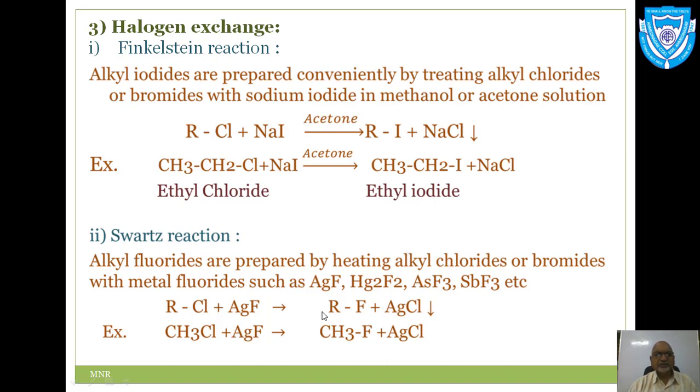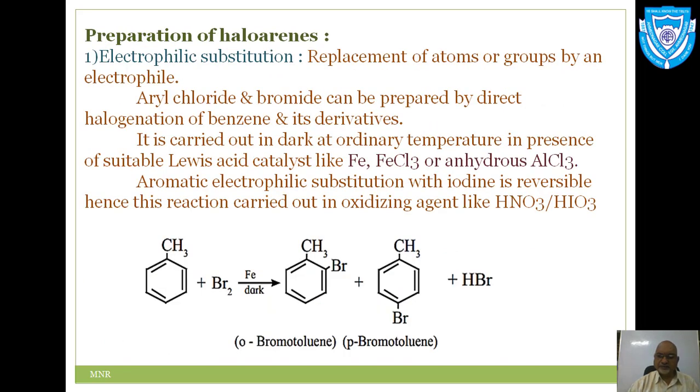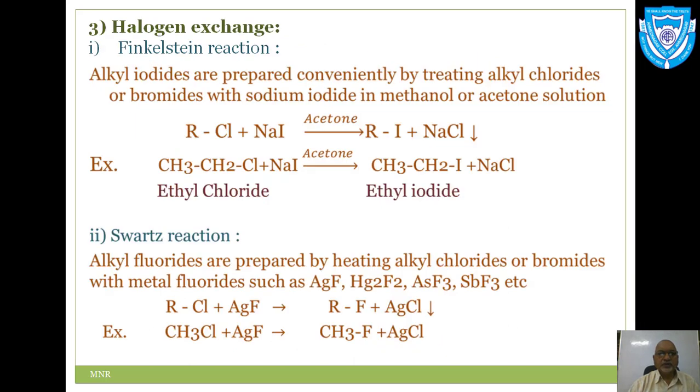So in Finkelstein reaction, we get alkyl iodides, and in Swarts reaction, we get alkyl fluorides. For example, if you take methyl chloride and treat it with silver fluoride, you get methyl fluoride and silver chloride in precipitate form. So this is a simple reaction. There is a simple exchange of halogen in both of these, and that's why it is known as halogen exchange reaction.